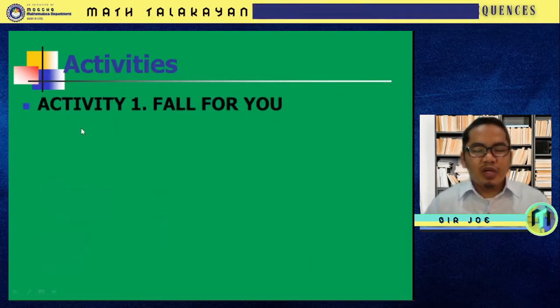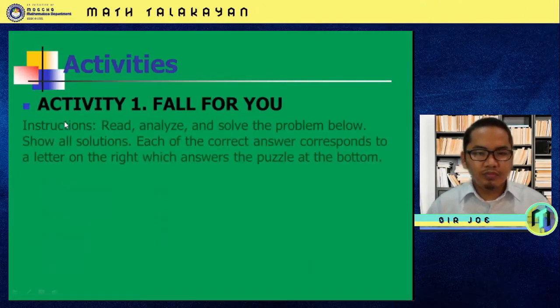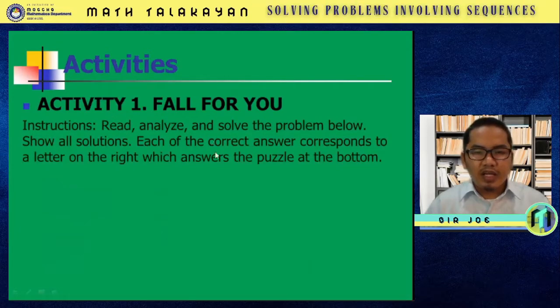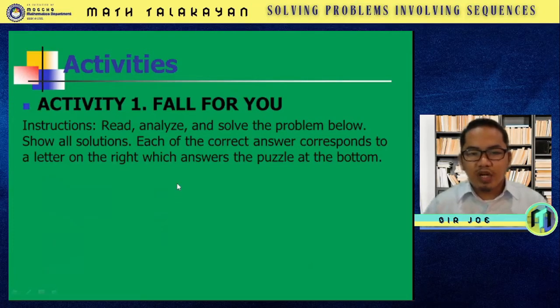We have activity 1, which is called All for You. Read and analyze and solve the problem below. Show all solutions. Each of the correct answers corresponds to a letter on the right, which answers the puzzle at the bottom.